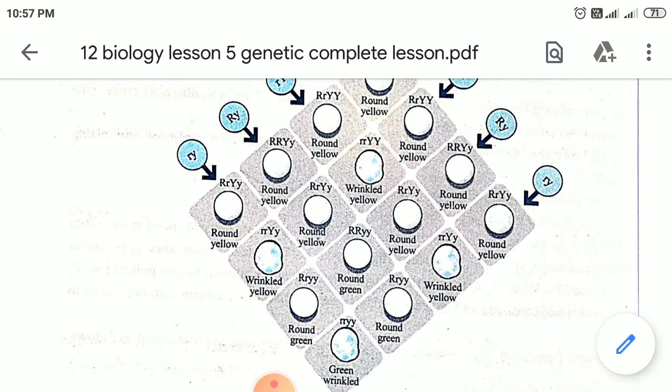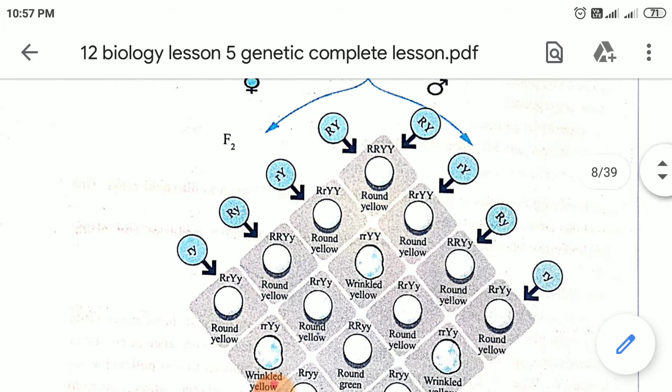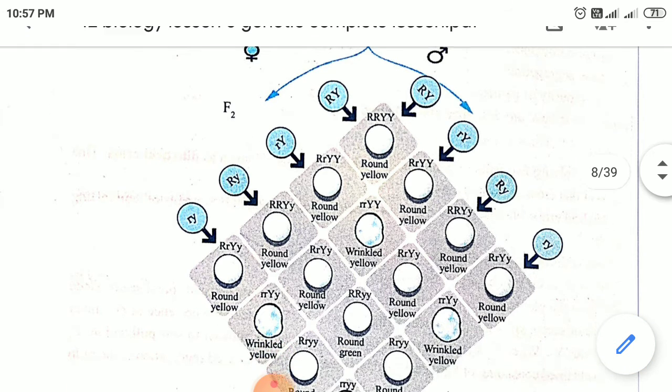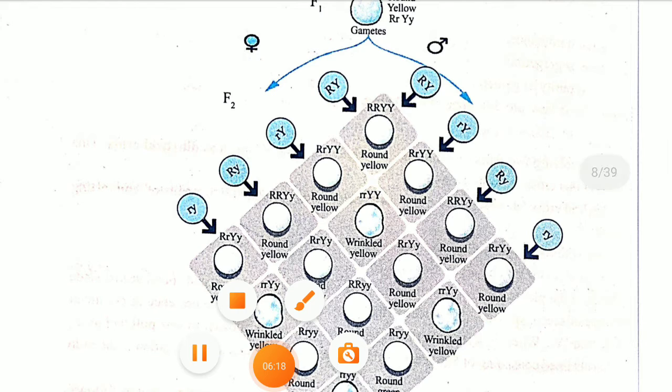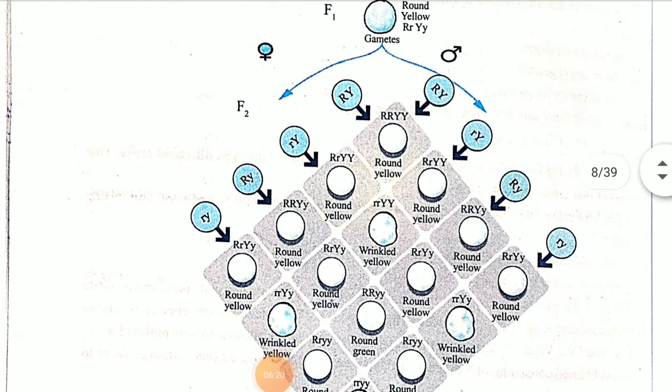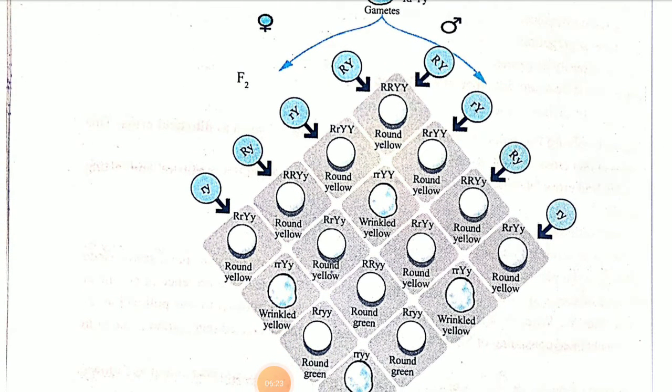So what happens, children, in this case, as you can see here in the figure, capital R, capital Y, capital R, capital Y. So the first offspring will be capital R, capital R, Y, Y. Then this one is going to be crossed with this. So capital R, small r, Y, Y, and so on. The process will be carried out for all the offspring, and you will get 16 offspring in total.